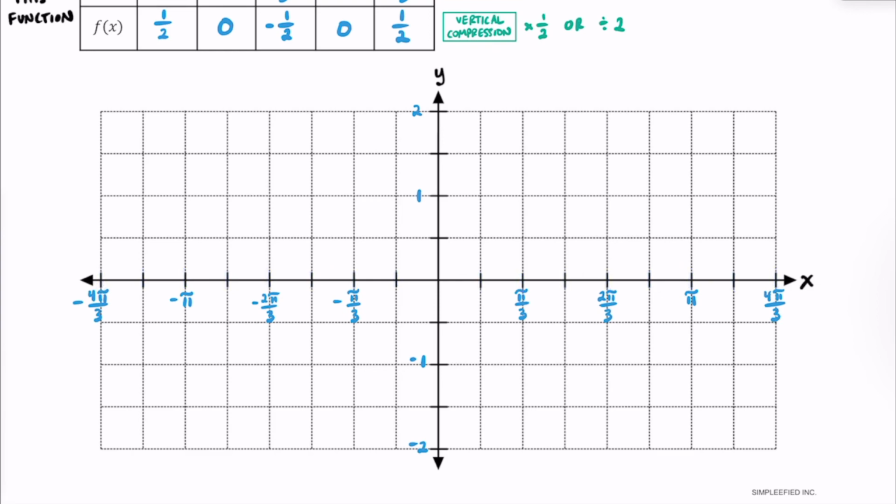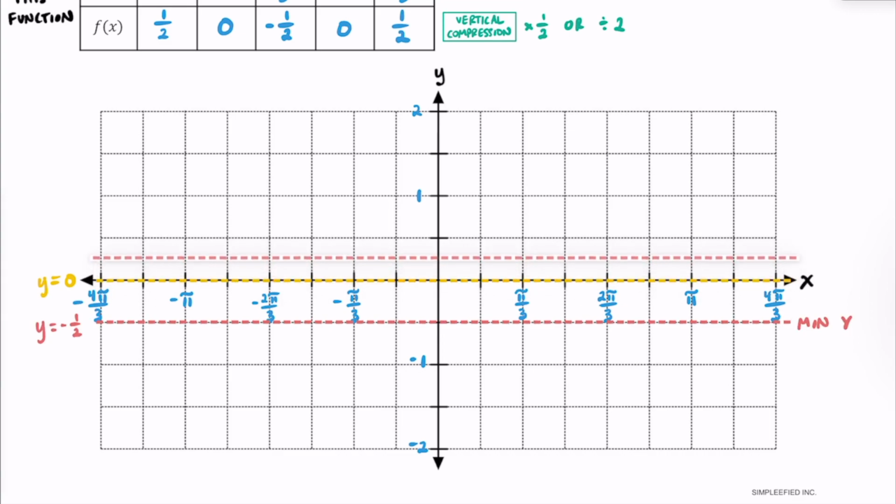In terms of the y-axis, I'm going up by halves, so this is half, 1, 1.5, and 2. And going down in the negative y-axis, we have -1/2, -1, -1.5, and -2. Here's our midline of y equals 0. We're not going to move it at all because our d value was 0, so no vertical translations at all. As for our minimum y value, that's going to be down here at -1/2. And for our maximum y value, that's going to be up here at +1/2. This is just good to know, so we know where our function is going to be in between.